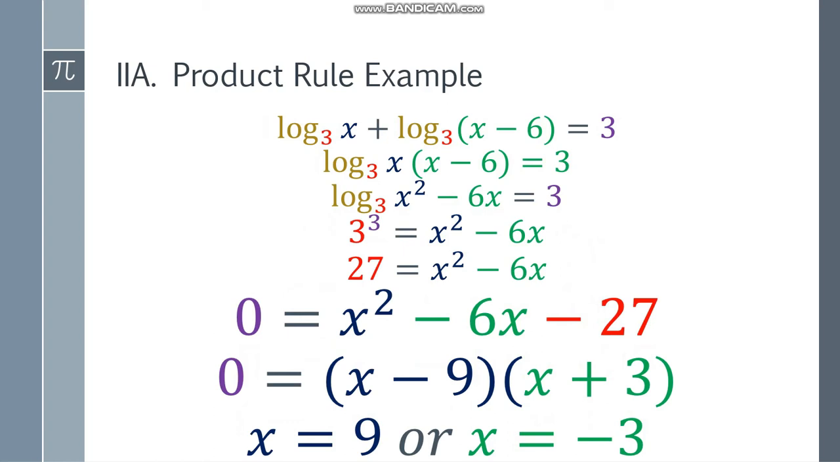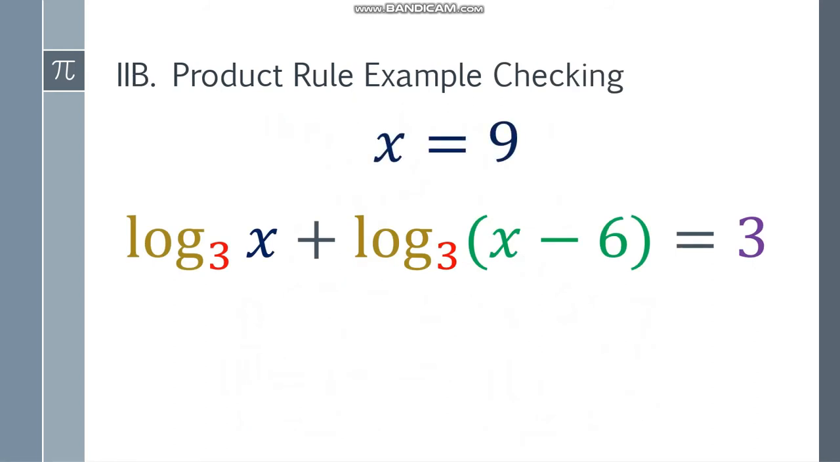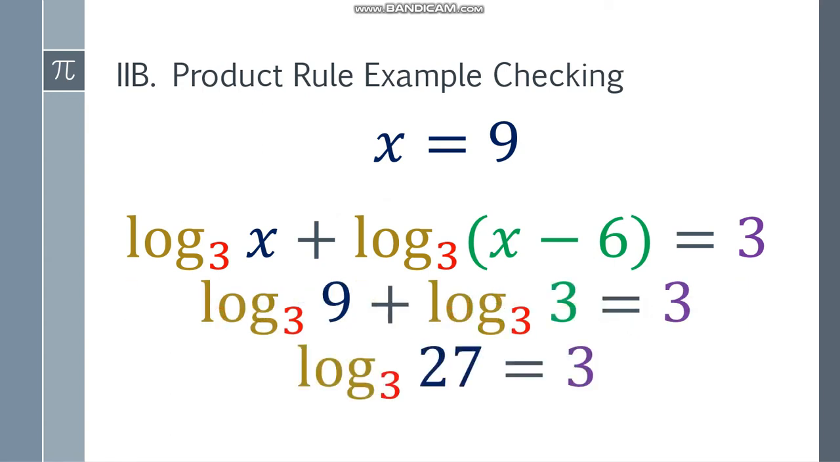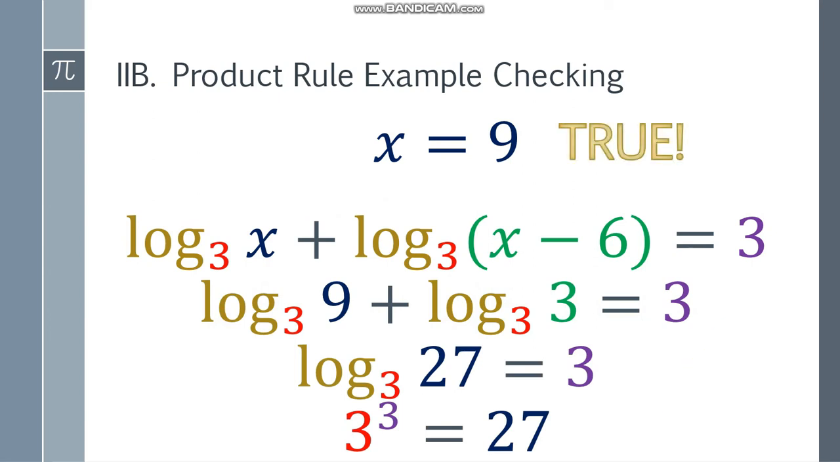Ngayon, check natin siya kung anong gagamitin natin na value ng x, kung 9 ba or negative 3. Let's find out. Simulan natin muna sa x is equal to 9. So, substitute mo lang yung 9 dito at dito. So, log base 3 of 9 plus log base 3 of 9 minus 6. So, that will be log base 3 of 27, kasi multiply mo lang siya. Ngayon, log base 3 of 27 equals 3. Exponential form, 3 cubed is 27. So that's correct. True, kasi this is 27, right?